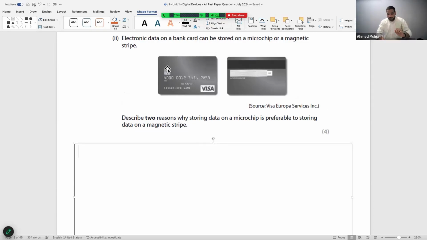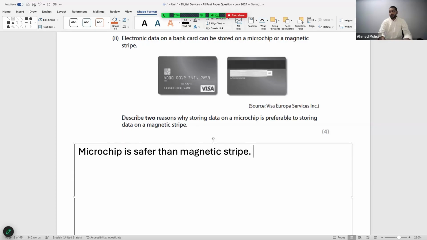Shall we first get down this point? You can say microchip is safer than magnetic stripe. Now, guys, you have only got 1 mark up to this point. That's why I'm going to write it now. Microchip is safer than magnetic stripe. Okay, you can say this is because, or you can say, what shall we say? Microchip is safer than magnetic stripe.